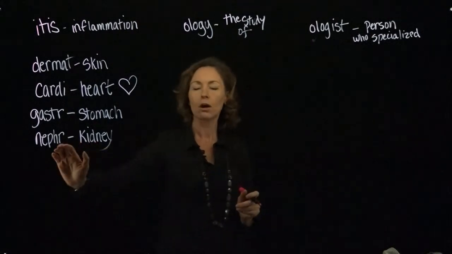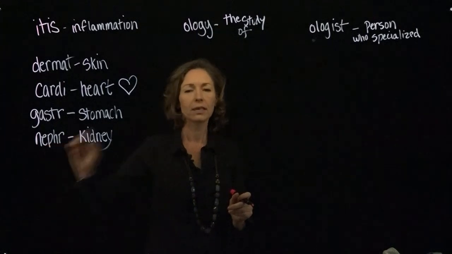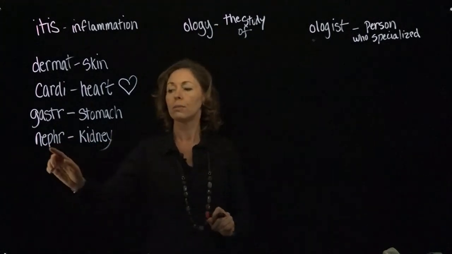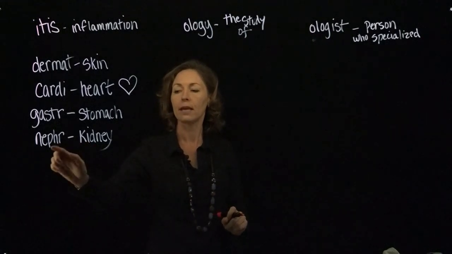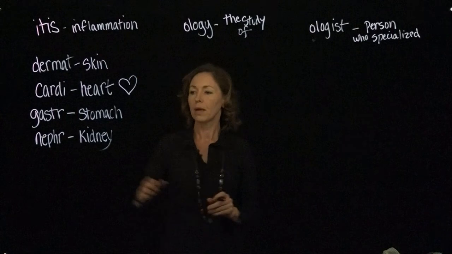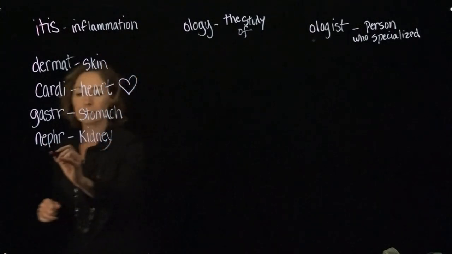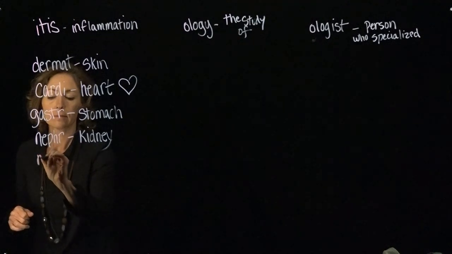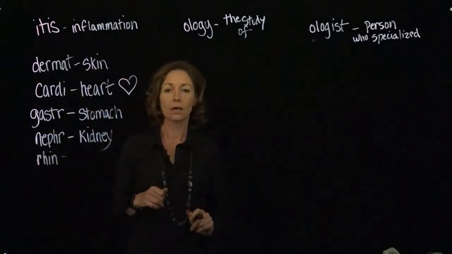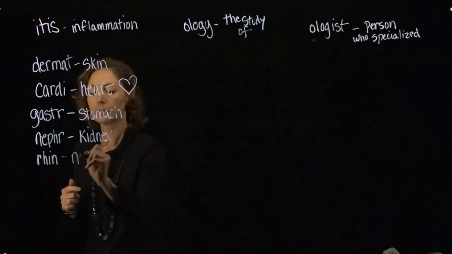If nephro is hard for you to associate with kidney, you might think nephro sounds like nephew, and a nephew is your kid. So maybe nephro, kidney, nephew, kid. You might draw a kid on the card if that will help you. Otherwise, nephro is kidney. Our next card is rhine. Rhine means nose.